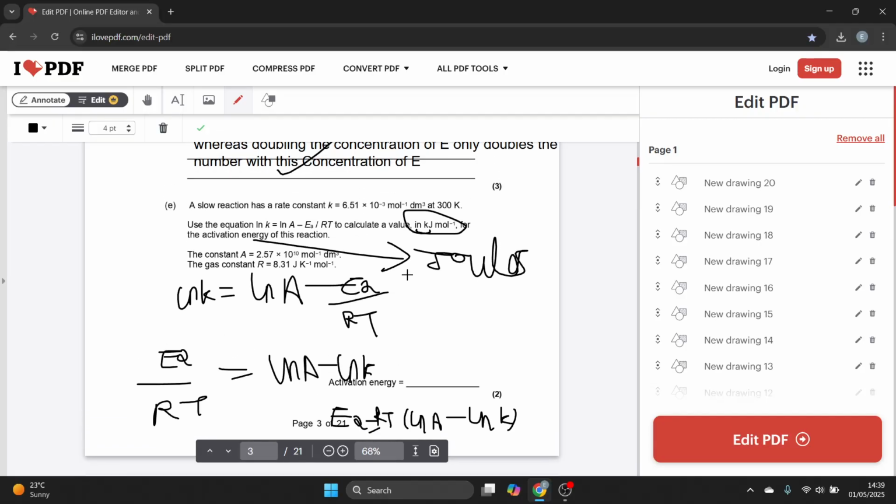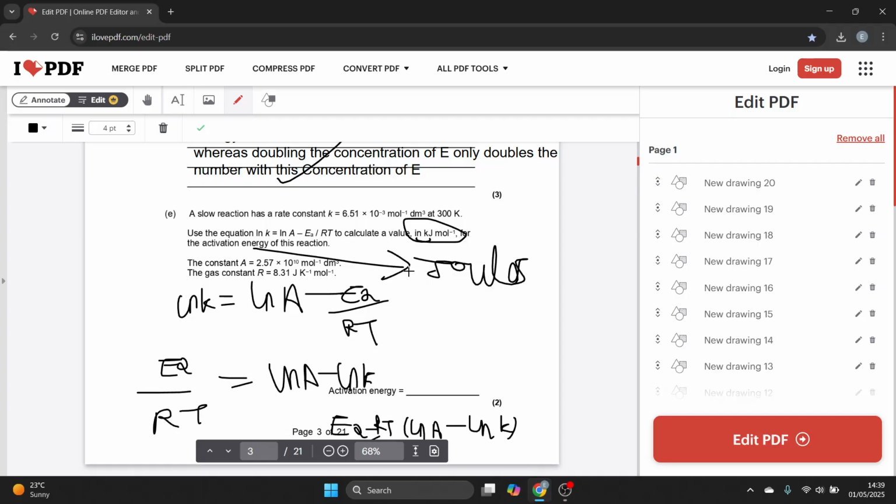So let's substitute the values in. R is 8.31, times the temperature, times the bracket ln A, 2.57 times 10 to the power of 10, minus shift ln k, where k is 6.51 times 10 to the power minus 3. I get this value on my calculator, but then I need to divide by 1000.